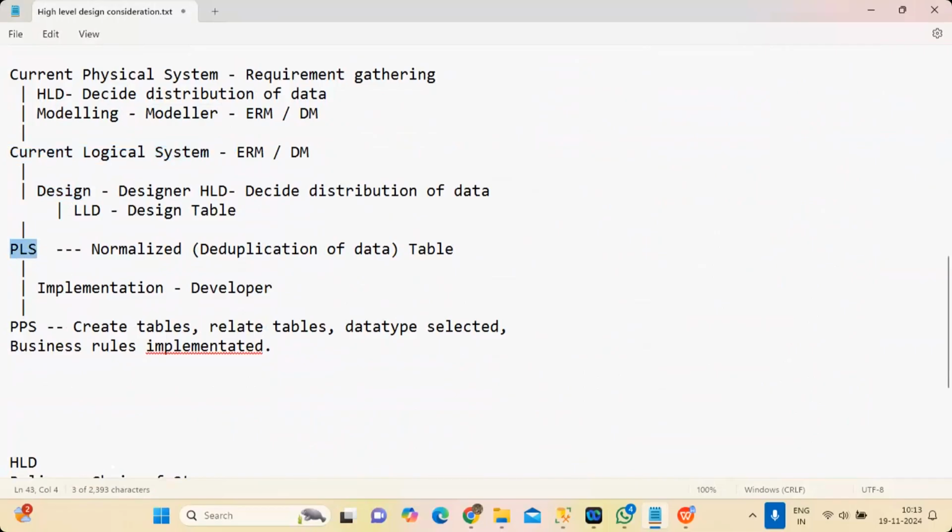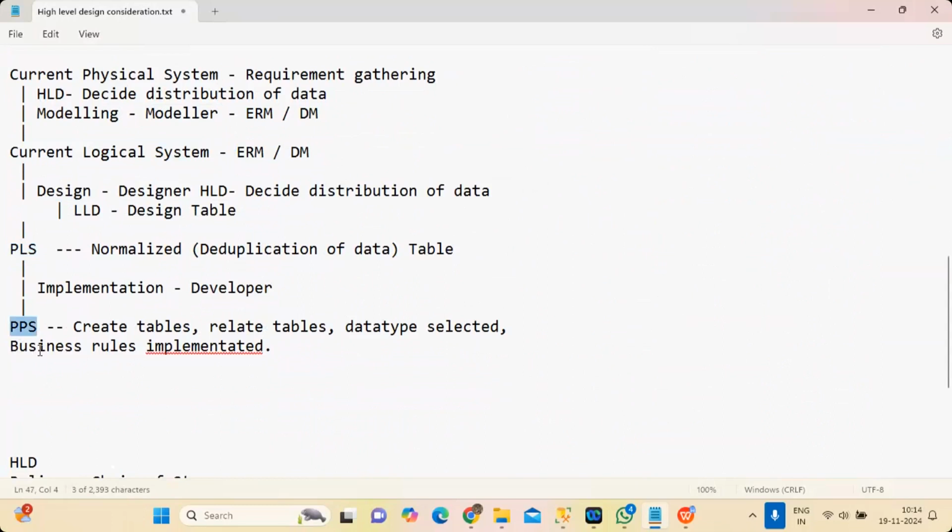And then that will be a set of tables. And you will say, okay, this table I don't want, this column is not required, etc. All that you will say, and that is your proposed logical system. Why is it not physical? Because you have not yet implemented the same. And to implement the system, you have what is called the proposed physical system.